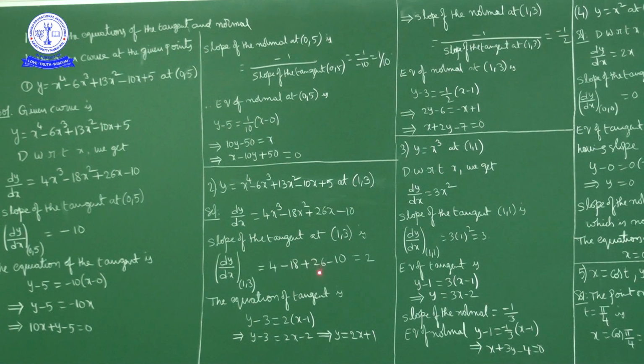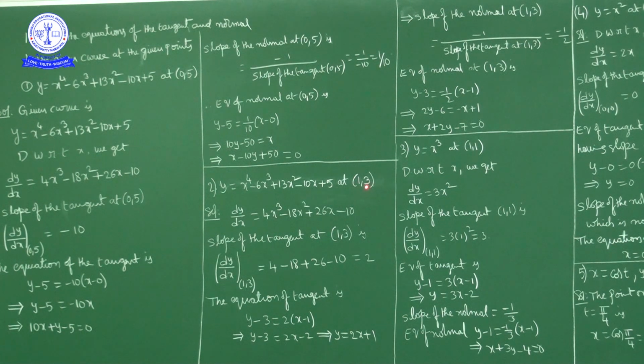So how much it is? Total positive terms 4 plus 26, 30. 30 minus 28 is 2. So slope of the tangent is what? 2. So equation of tangent at 1 comma 3 having slope 2 is y minus y1 is equal to m into x minus x1.